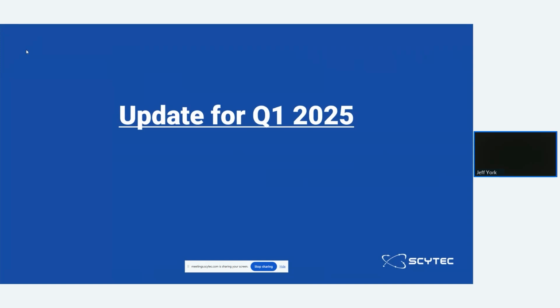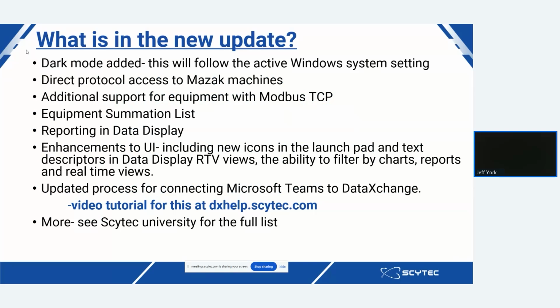Next, for those of you that are current DataXchange customers, I'm going to be covering the update that is going to be coming out in a few weeks. So what is in this new update? In this new update, we have a new dark mode feature added. This will follow your active Windows system setting. I'm going to go over some of this so you can visually see what I'm talking about, as well as the direct protocol access to Mazak machines that I discussed earlier.